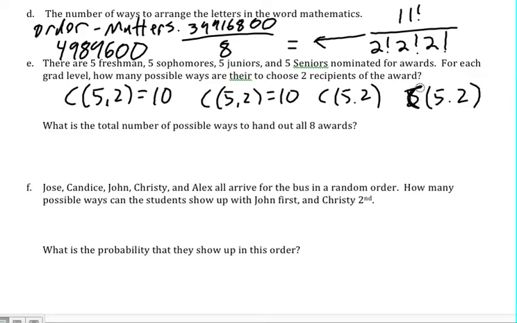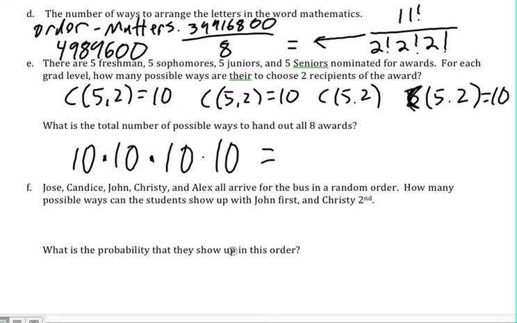So for each grade level, there's 10 different ways, right? There's 10 different ways for the sophomore level, the junior level, the senior level, the freshman level. This follow-up question is, what is the total number of possible ways to hand out all 8 awards? Well, we have 10 choices for the freshmen, times 10 choices for the sophomores, 10 for the juniors, 10 for the seniors. We wind up with 10,000 different ways.